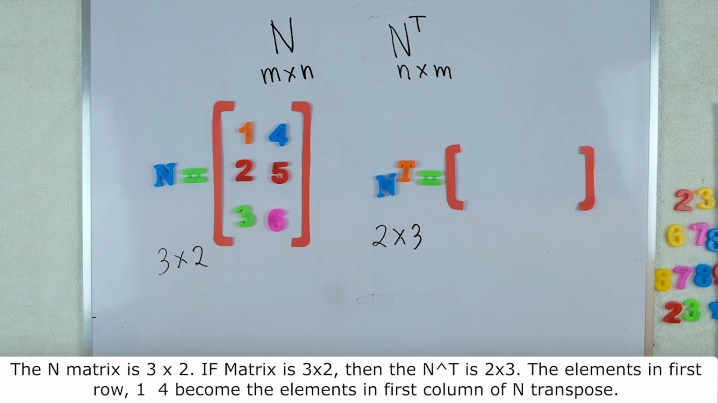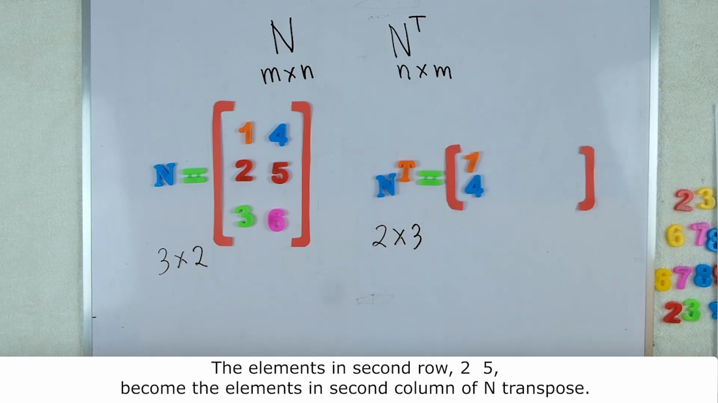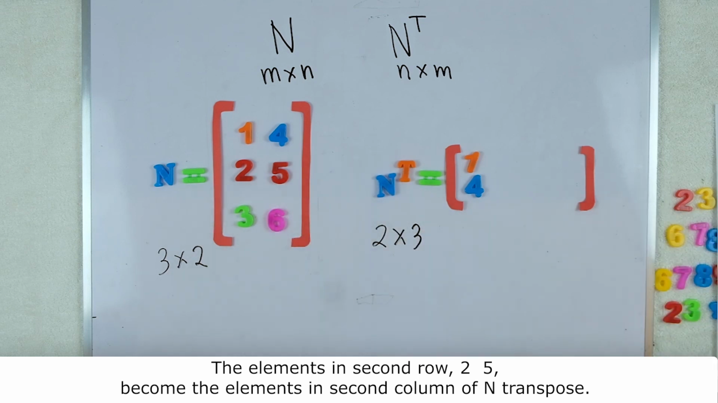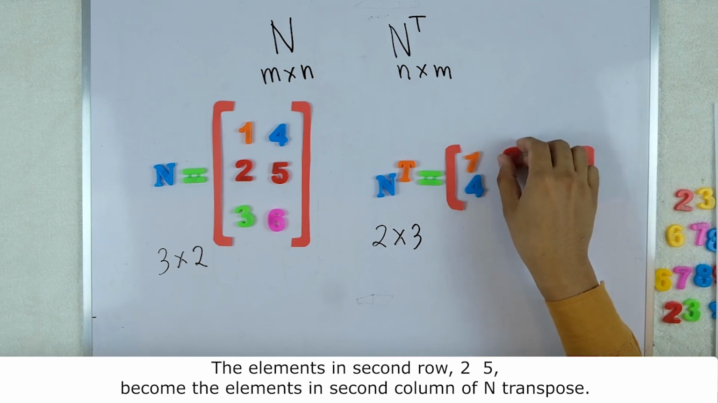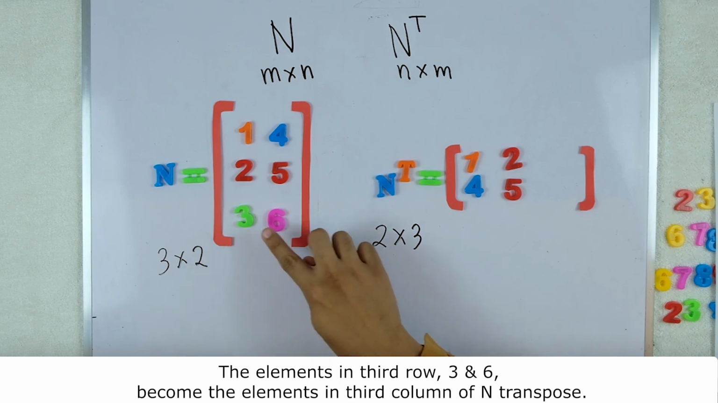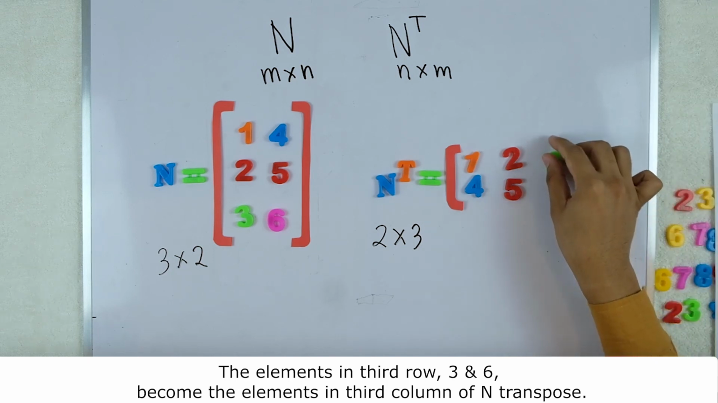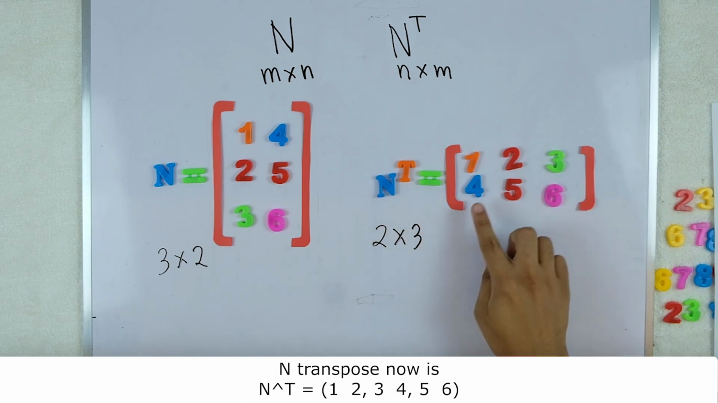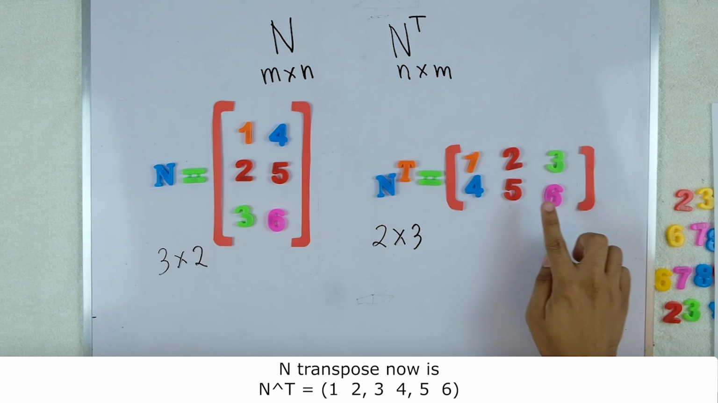The elements in the first row, 1, 4, become the elements of the first column in N transpose. The elements in the second row, 2, 5, become the elements in the second column of N transpose. The elements in the third row, 3, 6, become the elements in the third column of N transpose. N transpose now is 1, 2, 3, 4, 5, 6.